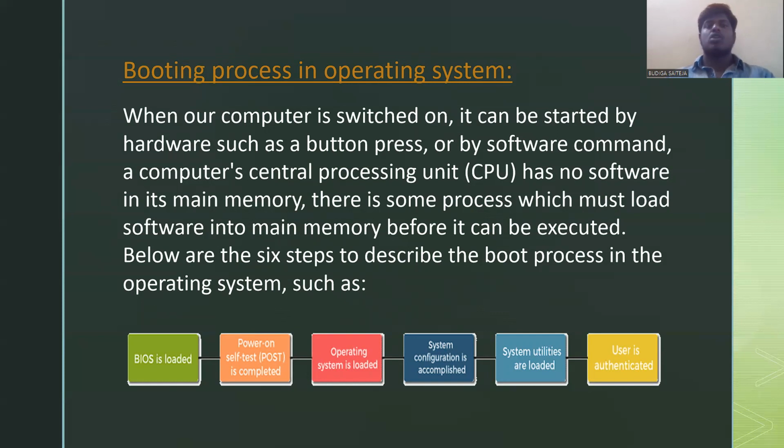In the boot process, our system does not have any software command, so for the CPU we mostly use the button to boot. We can see 6 steps that describe the boot process in the operating system. First, BIOS is loaded; next, power on self test is completed; then the operating system is loaded; then system configuration is accomplished; then system utilities are loaded; and finally, user authentication. These are the 6 steps we can observe in the small chart.